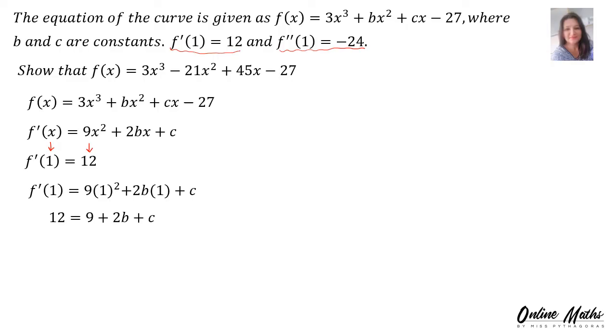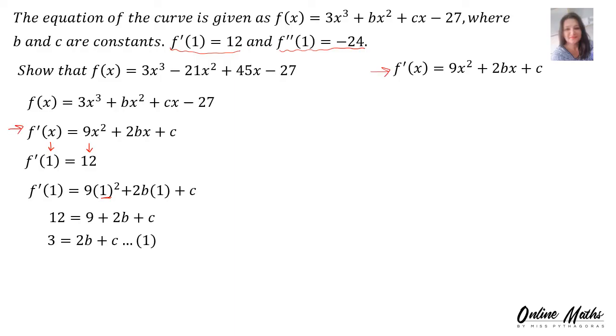Therefore, 1 squared is just 1 times 9 is 9. And then let the 9 walk across. 12 minus 9 is 3 equals 2b plus c. And we call that one equation number 1. Then we will work with the second derivative. So first of all, what I did here was I worked out the first derivative. There, you see it there.